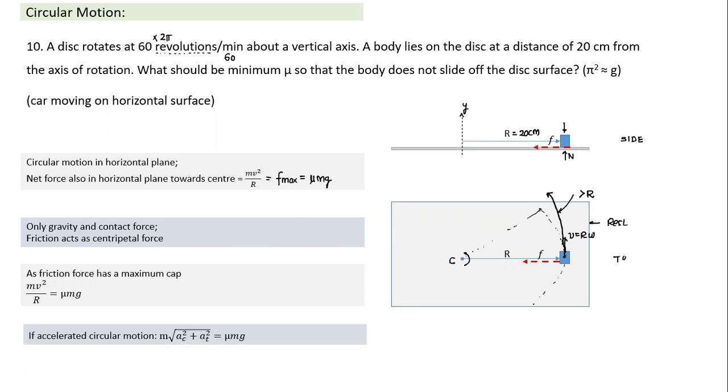Okay. And if the car is moving in a circular path and, in addition to circular motion, it also has a tangential acceleration, then the net acceleration will be the vector sum of centripetal acceleration and tangential acceleration. So the net force will also be the sum of the two. In this case, what is the friction force? The friction force will be equal to the net force, which is m times the vector sum of centripetal acceleration and tangential acceleration. That has to be equal to mu mg, the maximum value possible. This is the state at which it is about to slip.